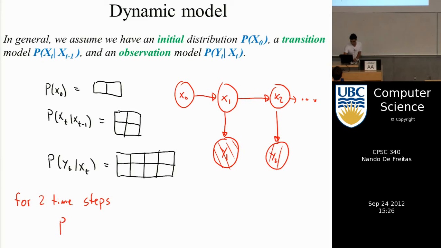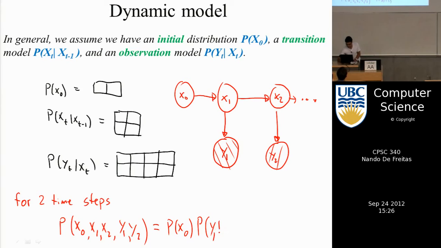we have that the probability of x naught, x1, x2, y1, and y2 is equal to p of x0 times p of y1 given x1 times p of y2 given x2 times p of x1 given x0 times p of, which one am I missing? X2 given x1.